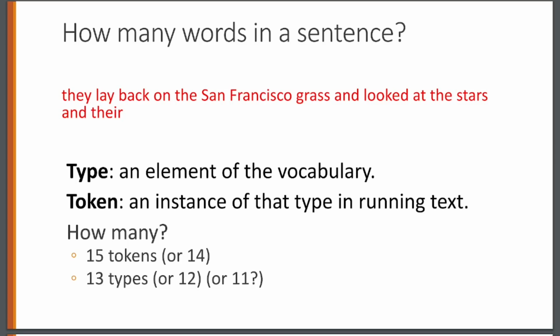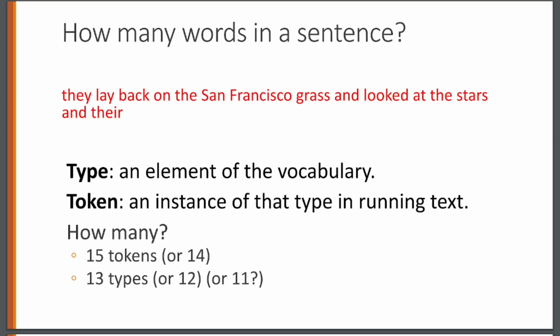So if I look at this sentence fragment, they lay back on the San Francisco grass and looked at the stars, the tokens there should be pretty easy to count. They lay back on, 1, 2, 3, 4, okay, 15. 15 separate word forms there. Well, except what about San Francisco? Even though it's enunciated as two different word forms, San and Francisco, it's actually just one thing. So maybe it's actually 14.